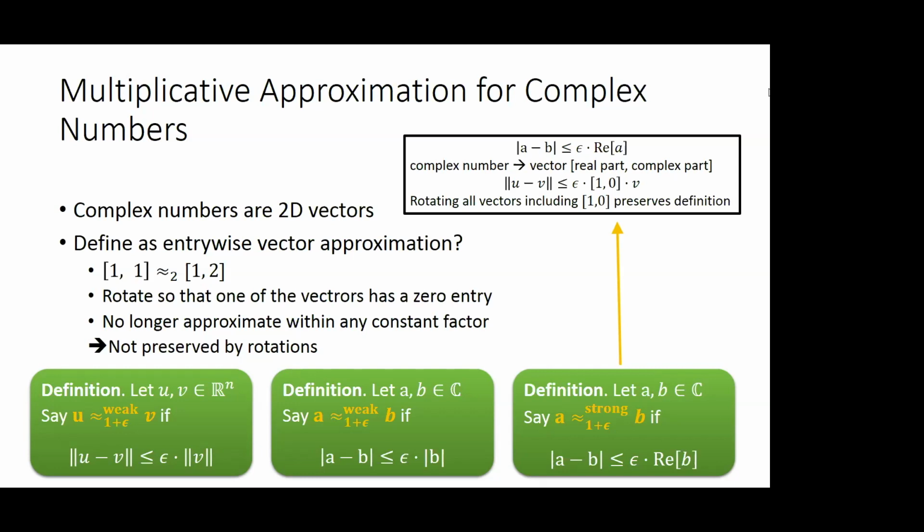And that was not a property that entry-wise vector approximation had, because in that case, you're actually privileging an entire basis. It's not just a single direction.